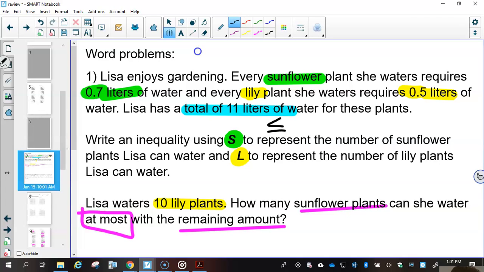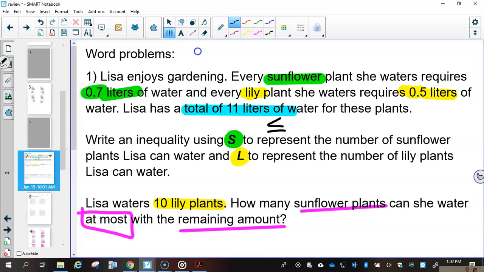How would we set up this inequality? Wait, where is the utmost? Oh, there it is. At most means less than or equal to. How would we set up this inequality? L is less than or equal to S.